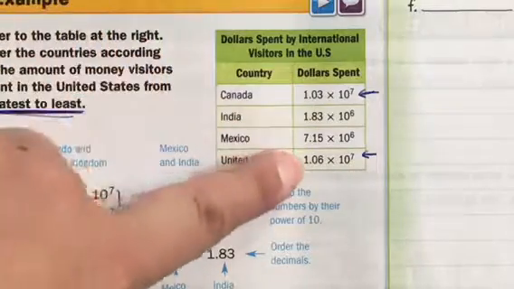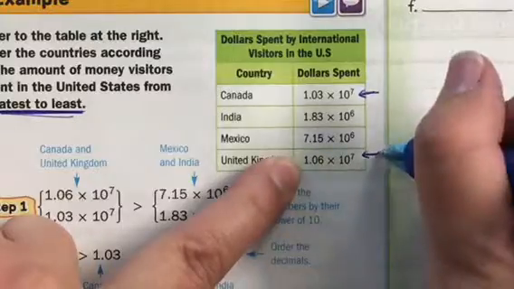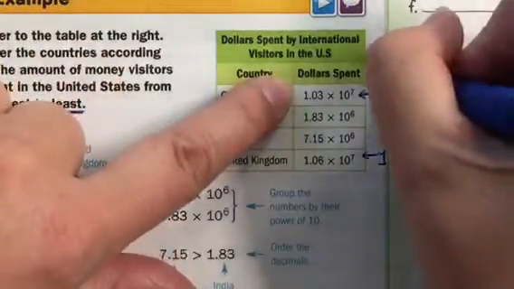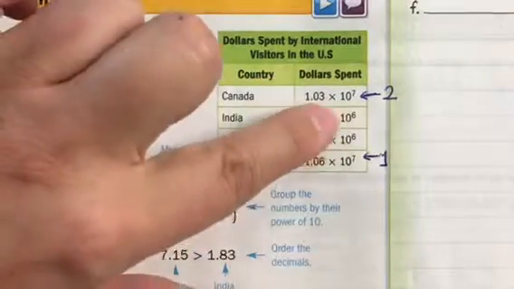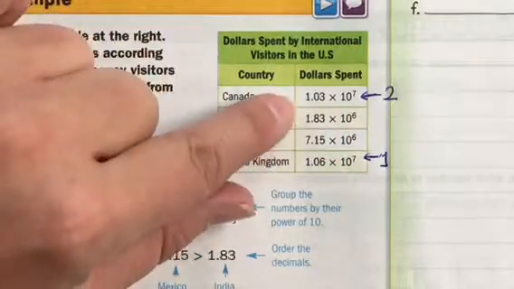1.03 or 1.06? Which one is the greatest? It's 1.06, right? So we're going to put 1 because that's the first one that we're supposed to do. That means that this one is 2. Good? Yep. Now we have the 10 to the 6ths, right? They're the same part right there. So now we compare the decimal parts.